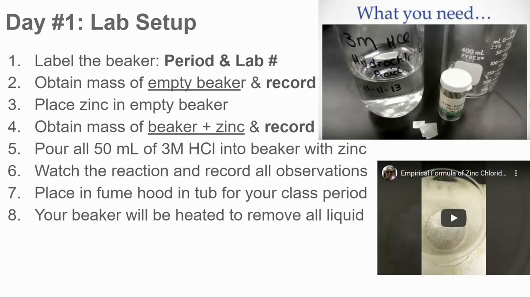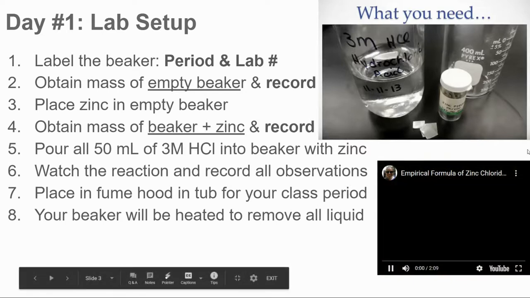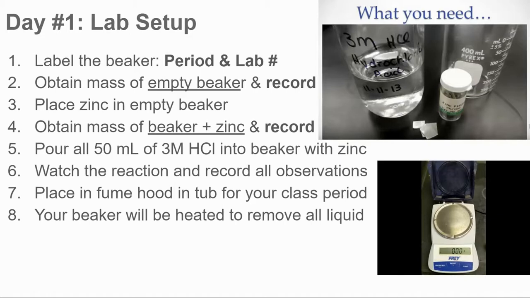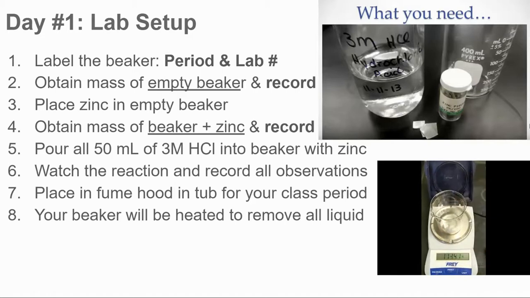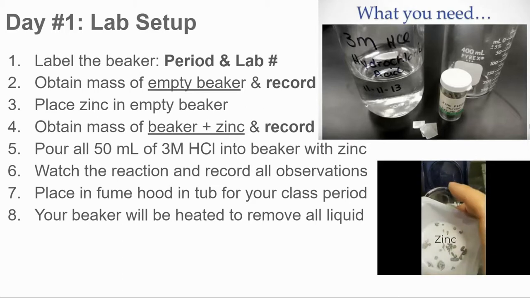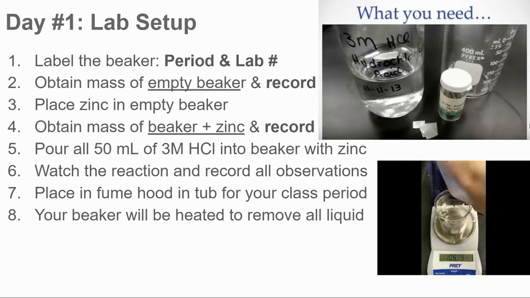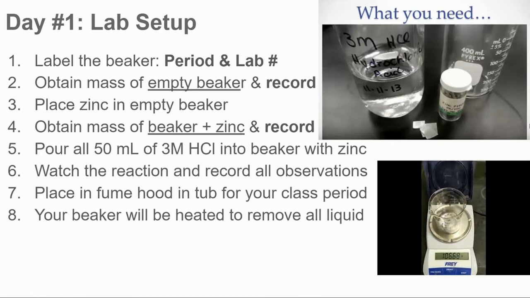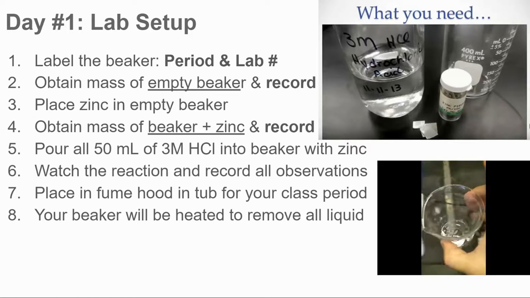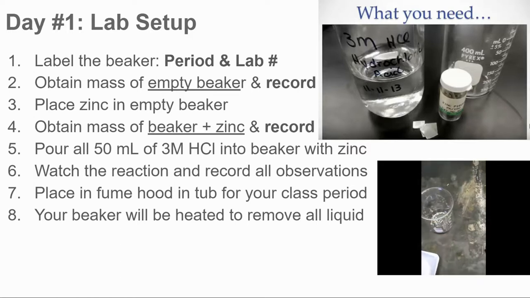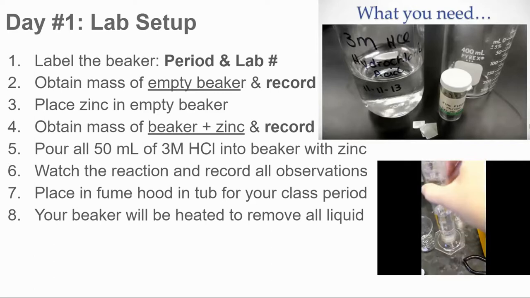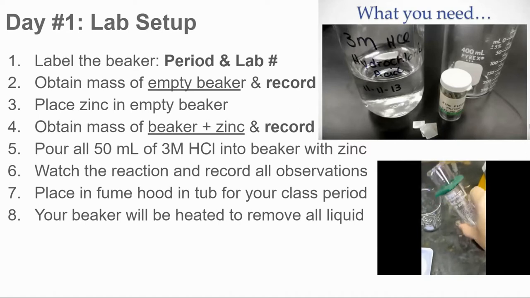Continuing on with setup. I'm going to play this video while I continue to talk. It's Mrs. Eisenhower setting up the lab. So we'd label the beaker for the period and the lab number. When we get the mass of the empty beaker, we'd record that. Then we would place the zinc in that empty beaker and get that mass with the beaker and the zinc and record. Once that's done, then you would pour all of the hydrochloric acid, the 50 milliliters of 3 molar hydrochloric acid, into the beaker with the zinc.